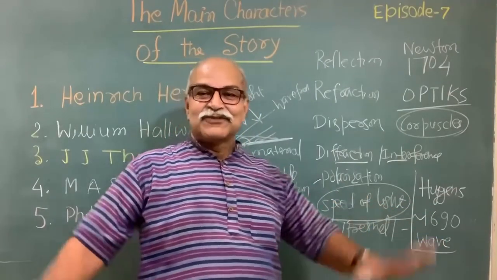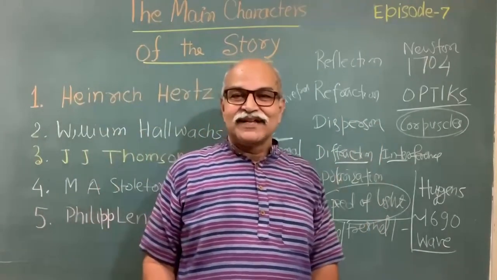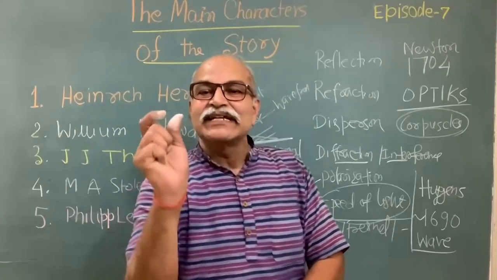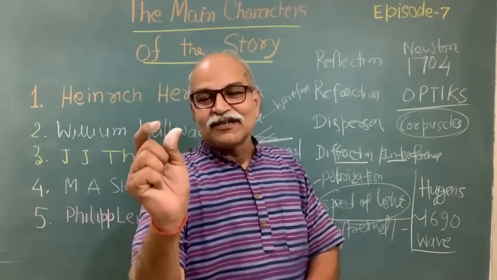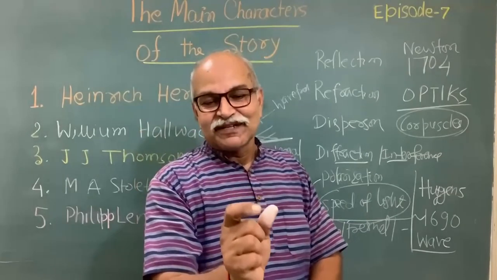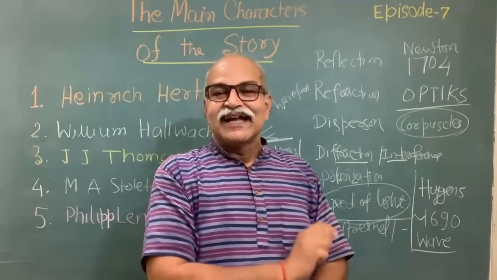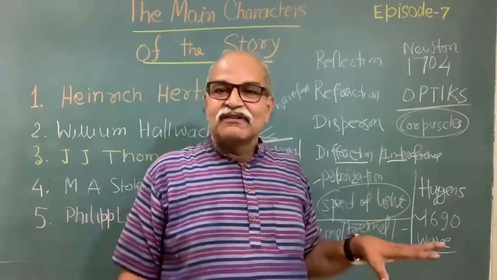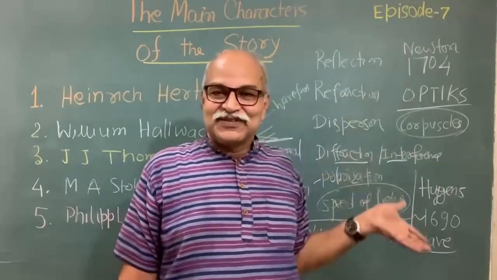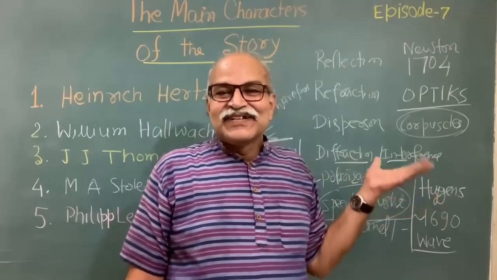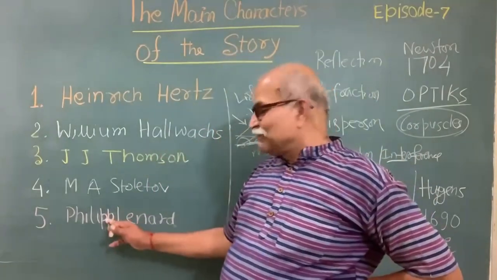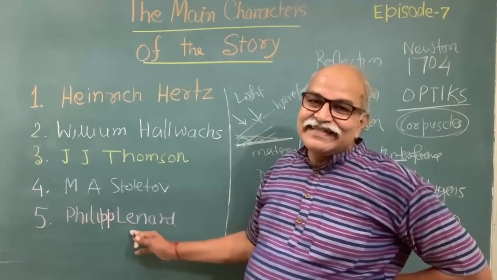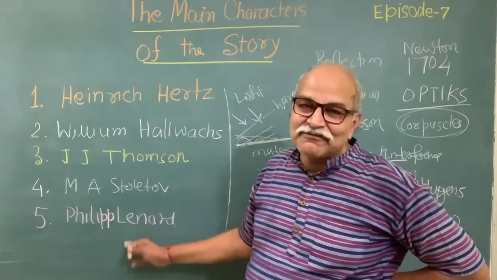So then it was fully established that light is not a stream of particles. Light is not to be seen as discrete quanta, one particle of light here and another light particle here and another here. Light has to be seen like a continuous wave. That went on for almost another century, when the experiment of Philipp Lenard came in 1902 and Einstein came in 1905.